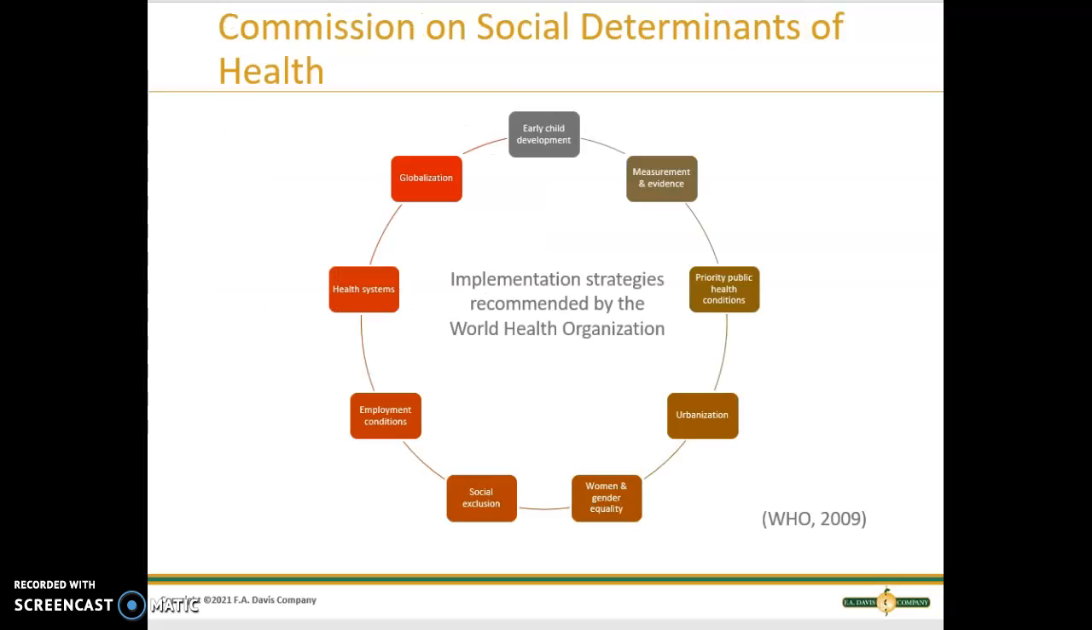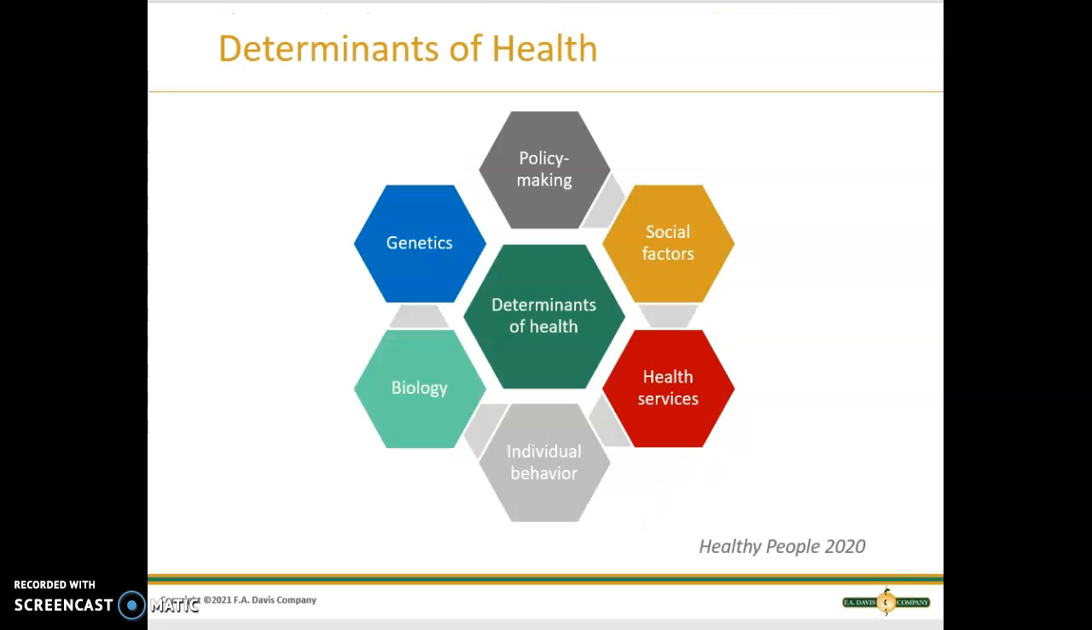The Commission on Social Determinants of Health is defined by the World Health Organization, and there are several implementation strategies recommended by the World Health Organization. These include early child development, measurement and evidence, priority public health conditions, urbanization, women and gender equality, social exclusion, employment conditions, health systems, and globalization. Determinants of health include policymaking, social factors, health services, individual behavior, biology, and genetics.